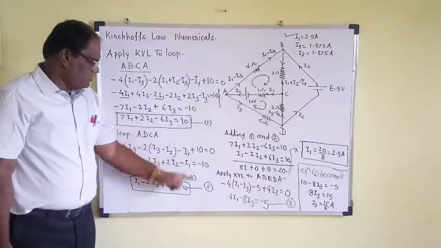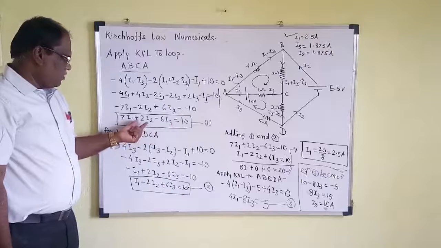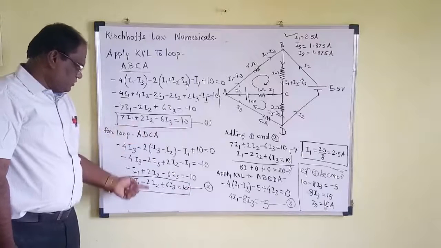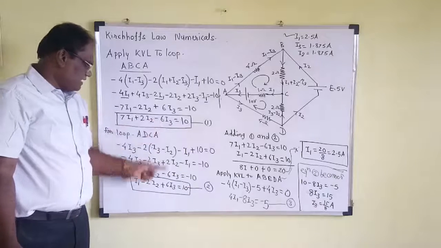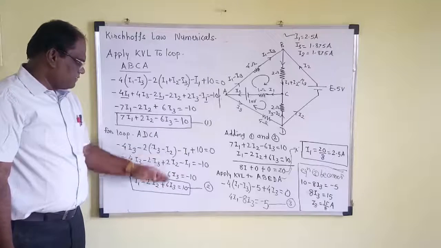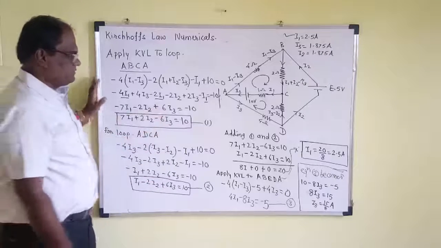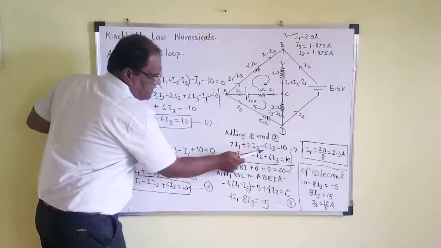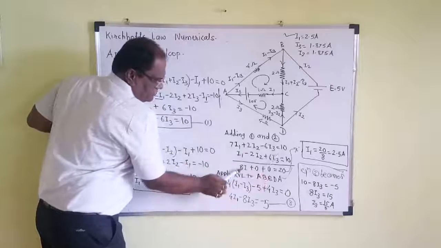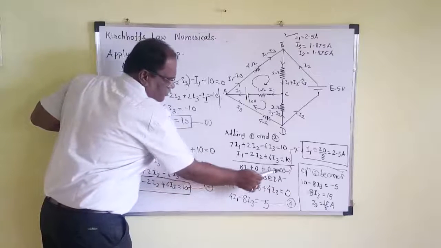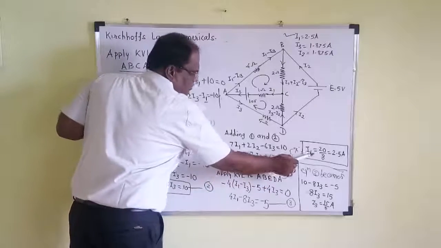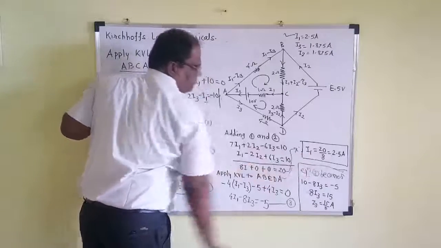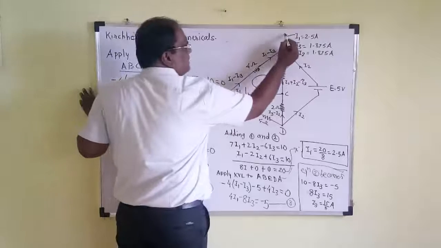Now from equations 1 and 2, we observe that we have plus 2I2 and minus 2I2, minus 6I3 and plus 6I3. Thus by adding these two equations, the terms I2 and I3 are eliminated. Thus we get 8I1 is equal to 20. Thus I1 is equal to 20 by 8, that is equal to 2.5 ampere. This is the first answer, I1.